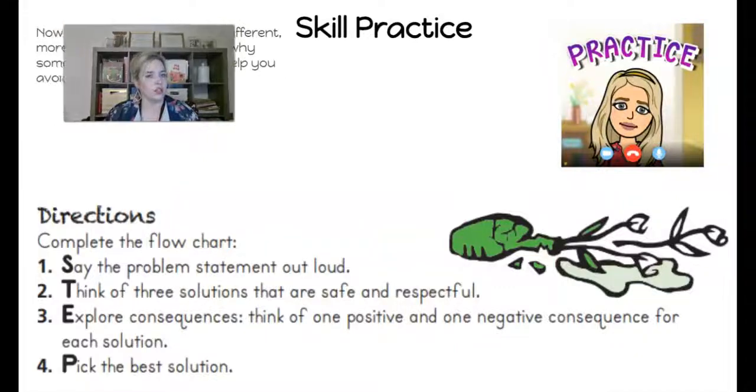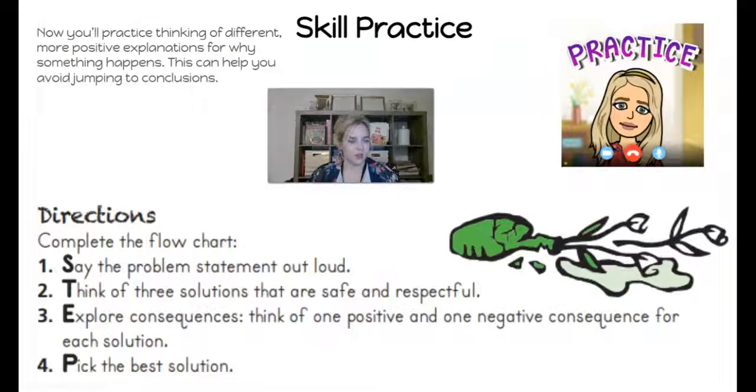All right, so now we're going to go to our skill practice that's right here. Okay, so let's practice thinking of solutions for one of our last lesson's problems. Then you'll explore consequences and pick the best solution. Okay, so this is the first part of our handout. So directions is complete the flow chart, and it's on the next page. So first, S, say the problem or statement out loud. T, think of 3 solutions that are safe and respectful. E, explore consequences. Think of 1 positive and 1 negative consequence for each solution. And P, pick the best solution.